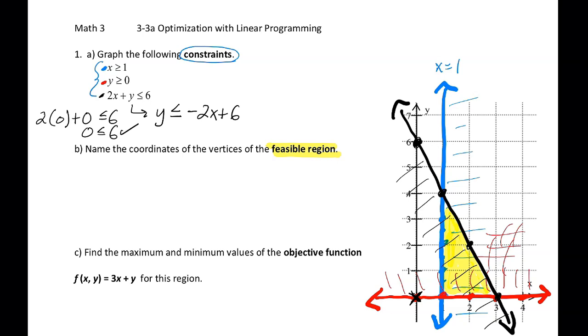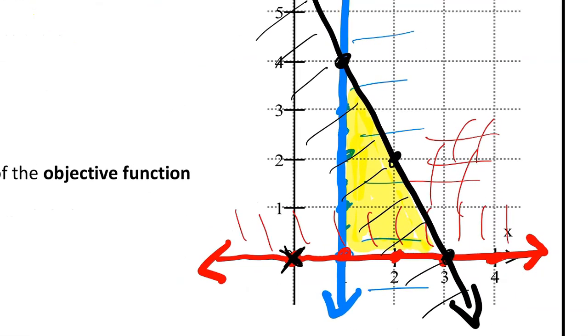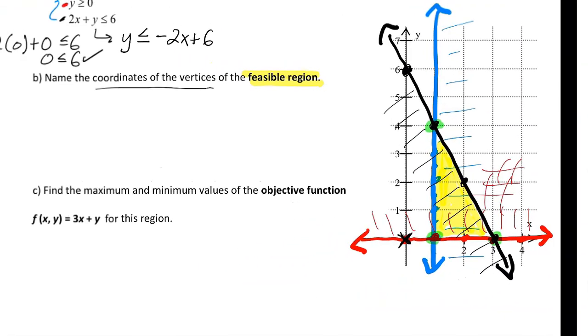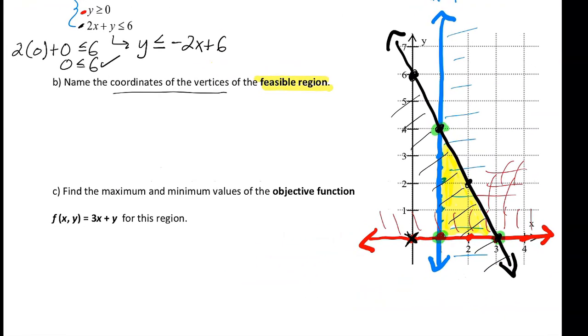So this says name the coordinates of the vertices. So the vertices of this feasible region would be this corner, which is at 1, 4, this corner, which is at 3, 0, and this corner, which is at 1, 0. So our coordinates would be 1, 4, 3, 0, and 1, 0. And those coordinates are going to be useful for us, but again, today's lesson is about the mechanics of all this.